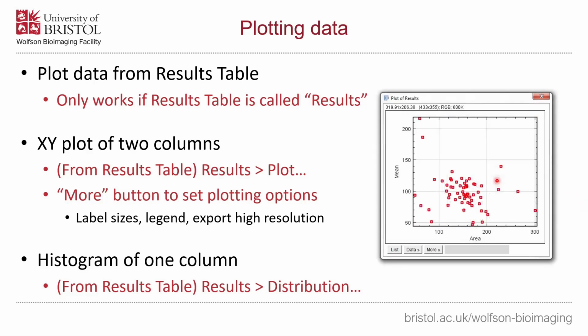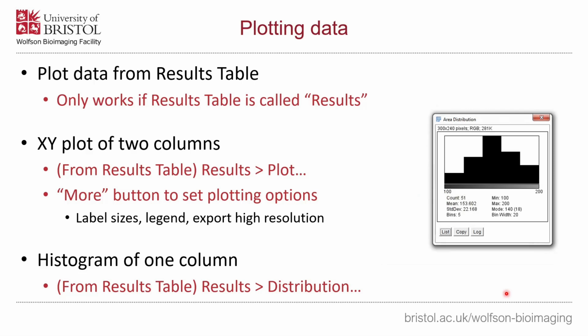What Plot allows us to do is to plot 2 of the columns. In this case, I've gone with area and the mean intensity against one another. You can either do this as connected lines or as scatter style circles in isolation. If you click the More button here, you'll have additional options for things like label sizes, legends, and exporting the image at a high resolution. And if you click on Data, there's also data fitting, which we'll look at in a couple of slides' time.